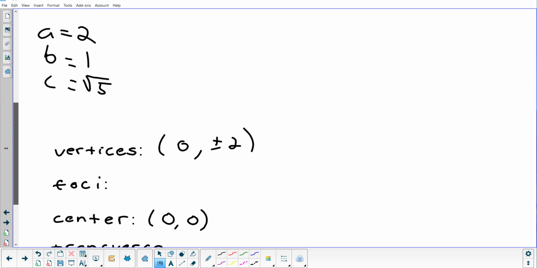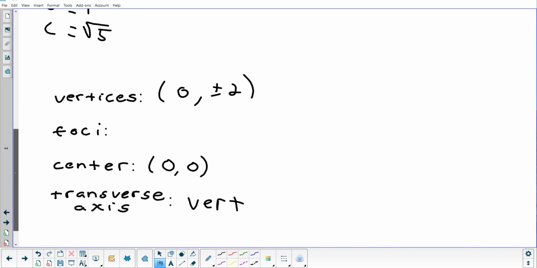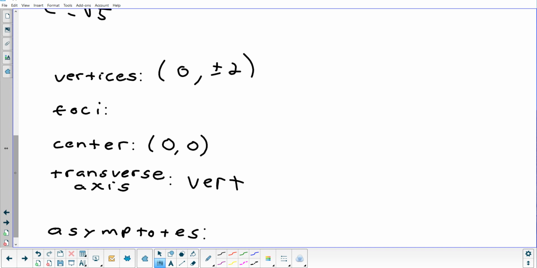And now the foci. Tyler, how many units away from the center are the foci? 1. So we don't use b when we're looking for foci. Square root of 5. We want to use c. So square root of 5 units above and below the center. So there's your foci.